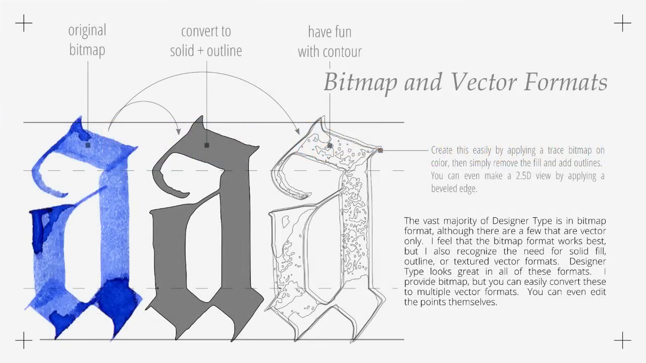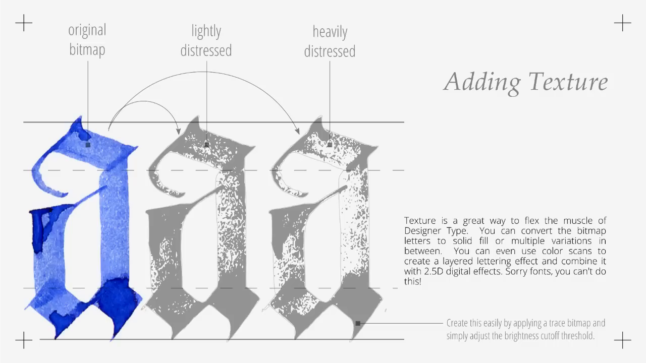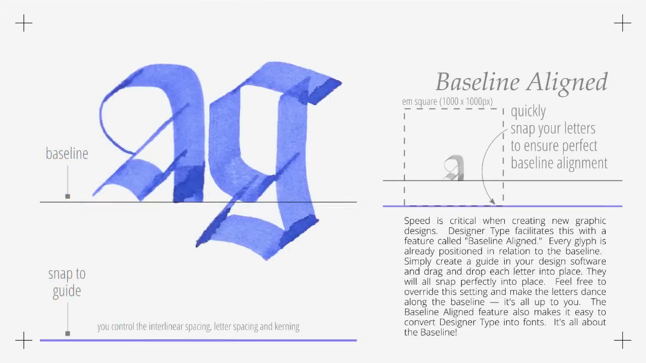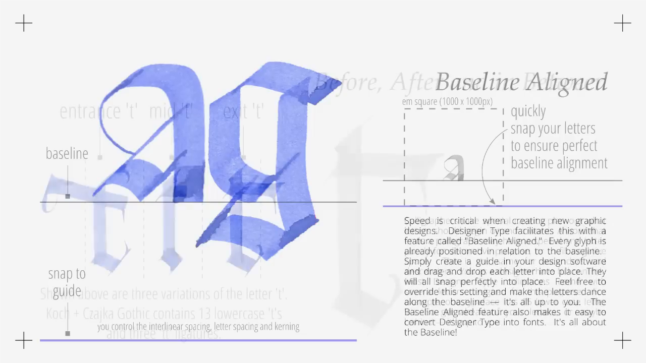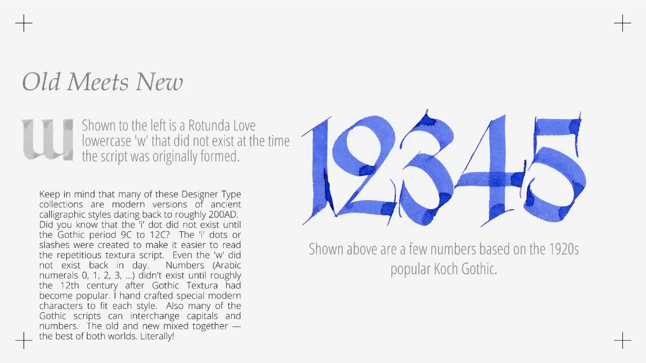Want to convert these to vectors? We've got you covered. How about a textured look? No problem. Layout is super fast because of a feature called Baseline Aligned. Have a creative layout? Choose from multiple copies of each character for the best look. I included the best of both worlds, old and new.